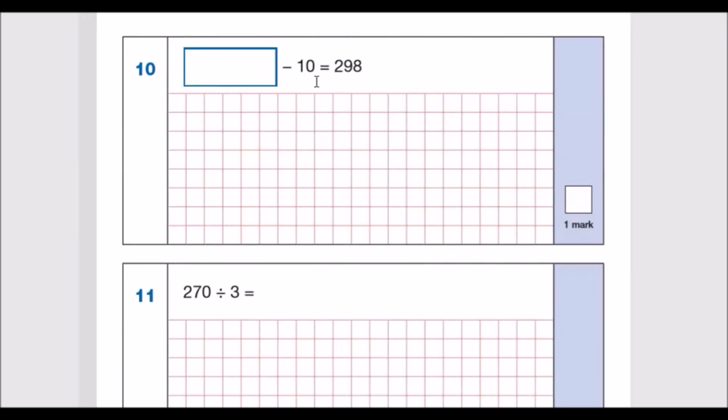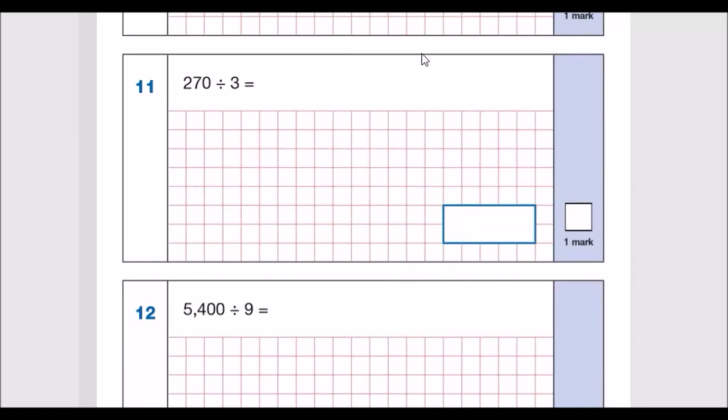Something take away 10 gives us 298. So we're looking for a number which is 10 more than this to give this result. If you're not sure, the answer is definitely 308. To make sure you know this, if you're subtracting something by 10, just cross it out and add 10 to this. And this should give us 308. And yep, that's it. All done.